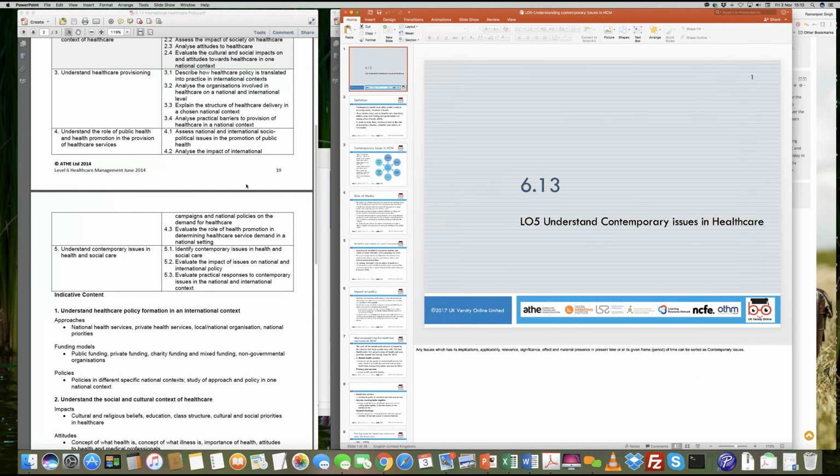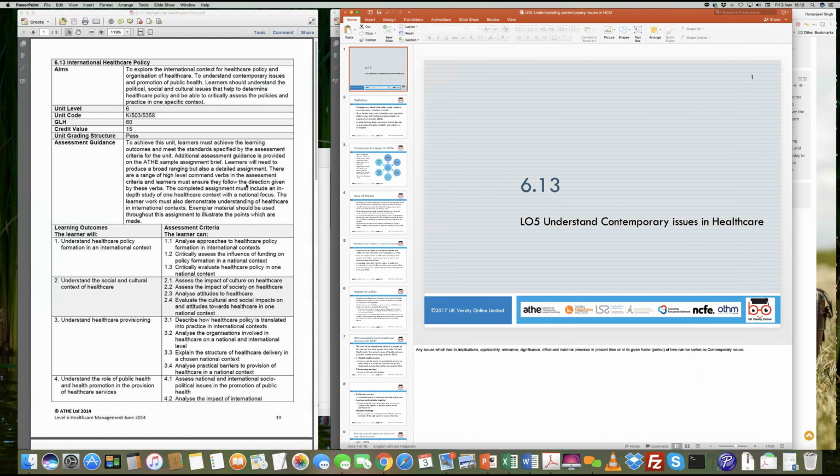Now, because this is one of the important units that we study, especially as it relates to health and social care, I think the main reason for studying international healthcare policy is that as a learner at the master's level, you should be able to understand everything around how healthcare policy or a healthcare system works within a particular country. So one of the key things that we have to look at when you start doing the assignment for this unit is you have to pick a country.